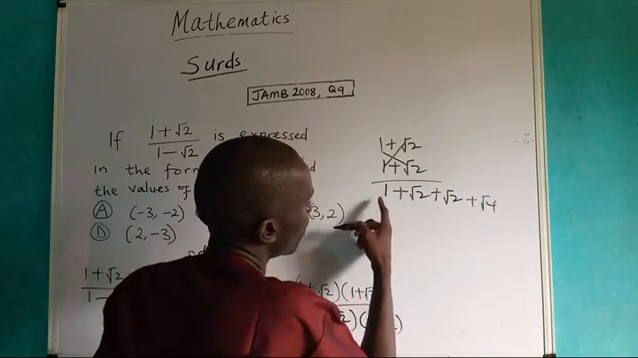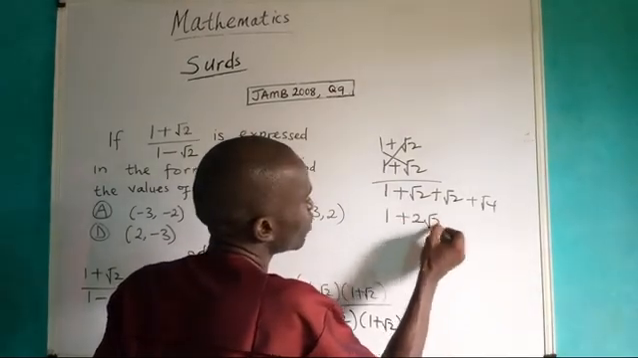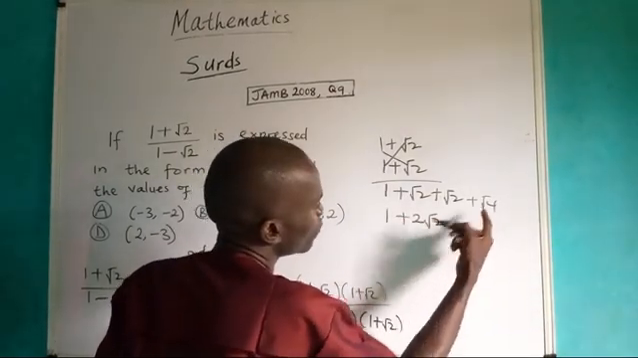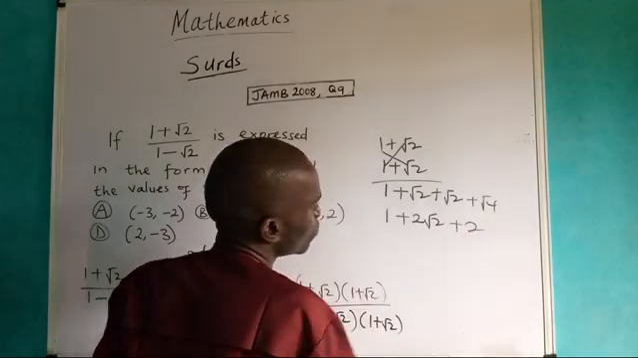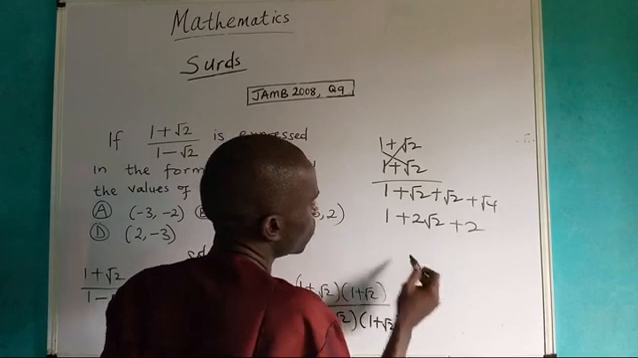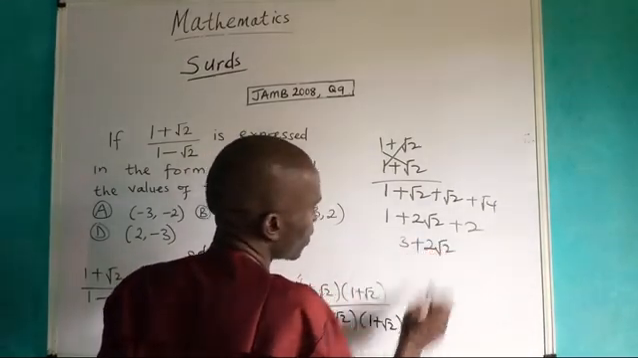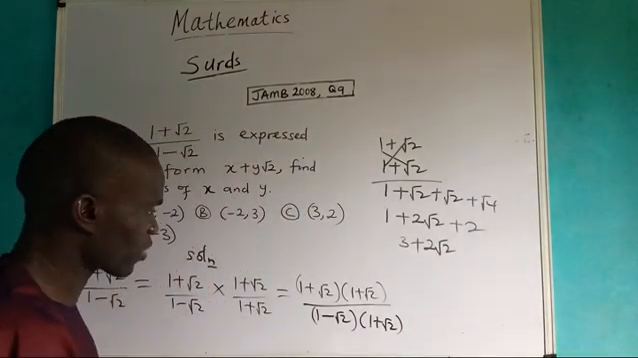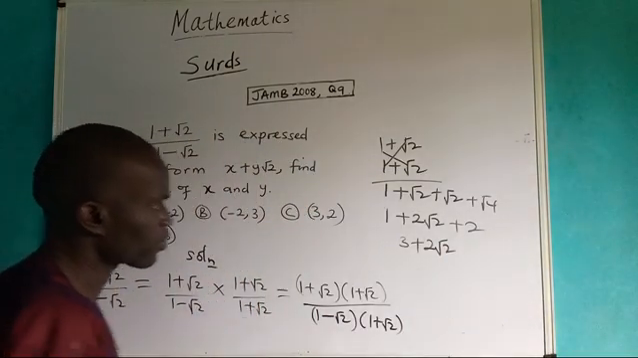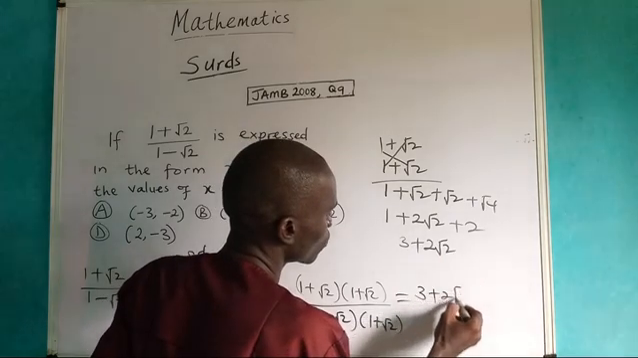Now I need to still go further. We have a common surd, so I'm going to have 2 root 2. For this one, it is a perfect square, so the root of 4 is 2. Now 1 and 2 can be added. 1 plus 2, I will have 3. So we have 3 plus 2 root 2. That's what I will have at the end of the expansion. That's it for the numerator. I need to now repeat here. It becomes 3 plus 2 root 2.